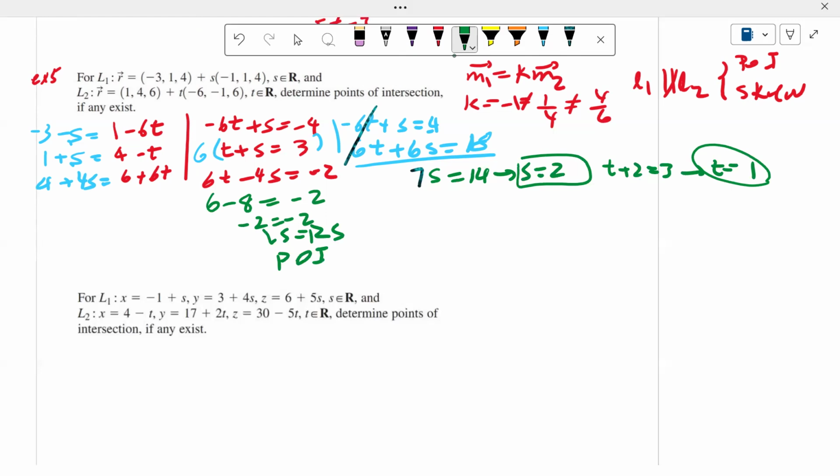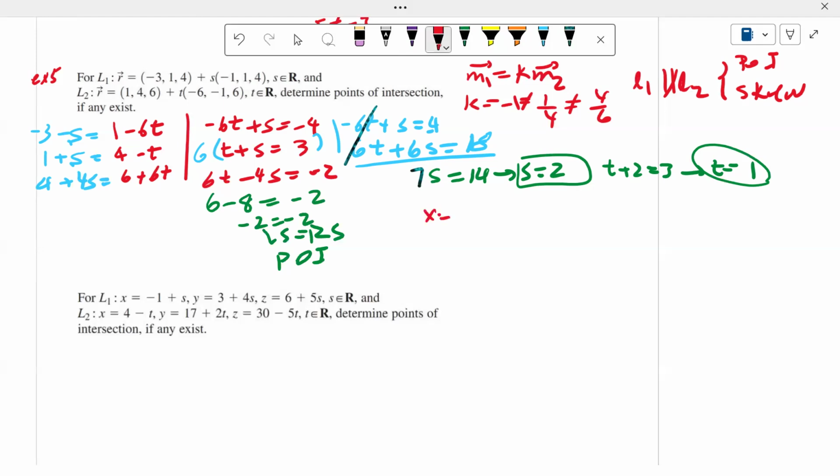Now, where do I have to put s and t? Do I have to put it in the parametric equation of line 1 or the parametric equation of line 2? It doesn't matter. In my notes, I put it in the parametric equation of line 1. Here, I'm going to put it in the parametric equation of line 2. So I'm going to use the red one.